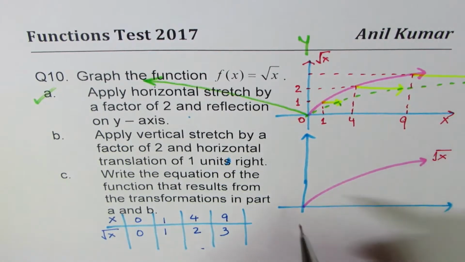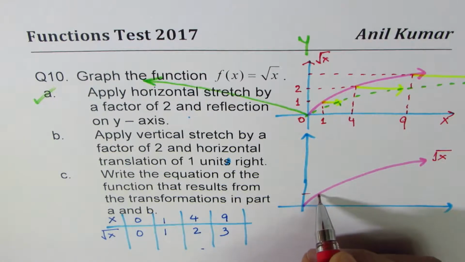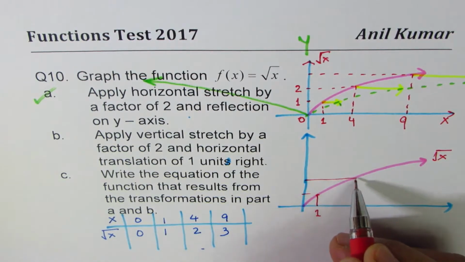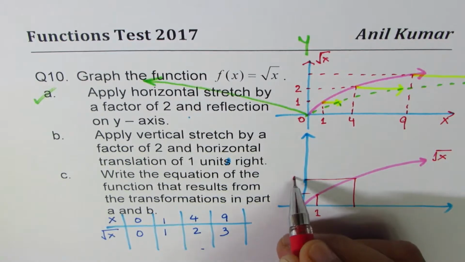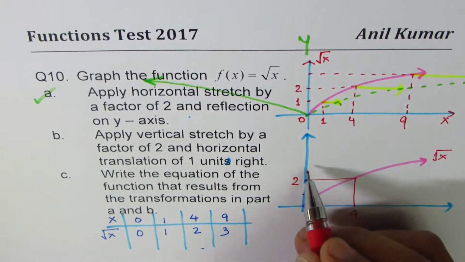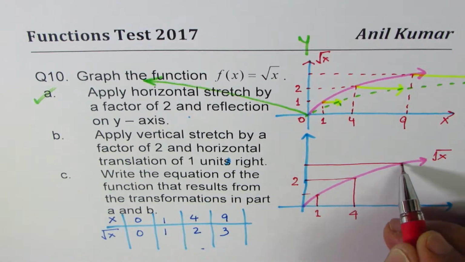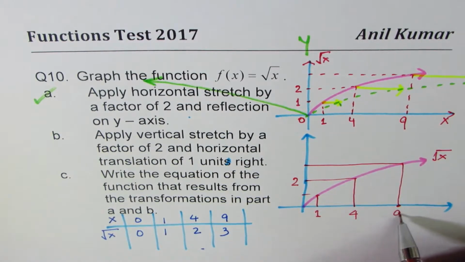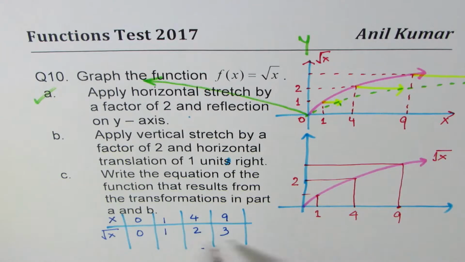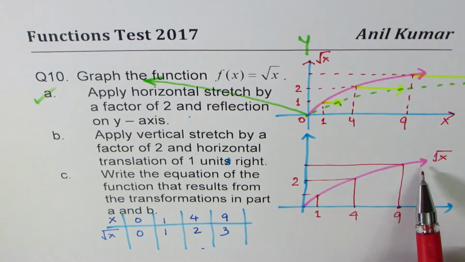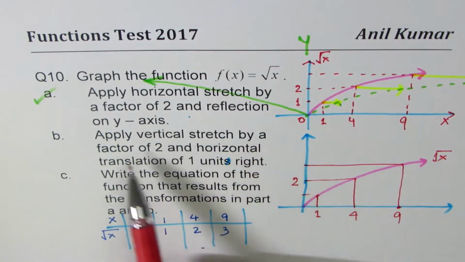Right, like this. So we are looking into some values. Let's say this is 1, 1, and then let's say this is 2 for the value 4, and let's say this is 3 for the value 9. Is it okay? So we have taken up again these values, joined them with a smooth curve, increasing as x increases to infinity, y approaches infinity. Perfect. Apply vertical stretch by a factor of 2.